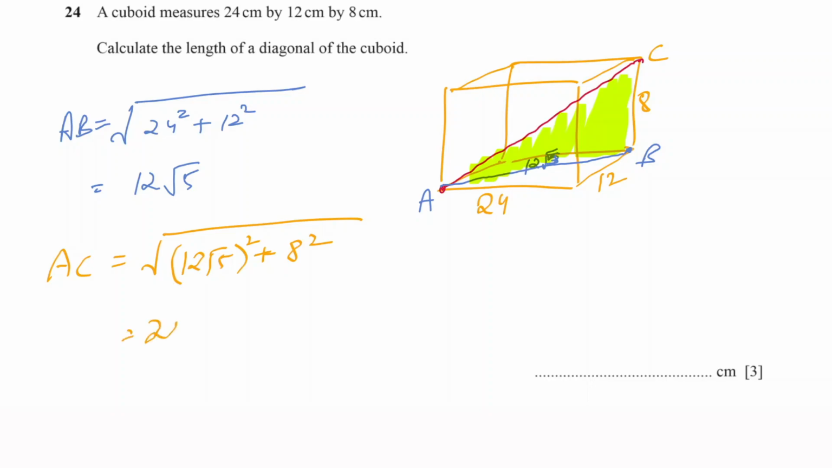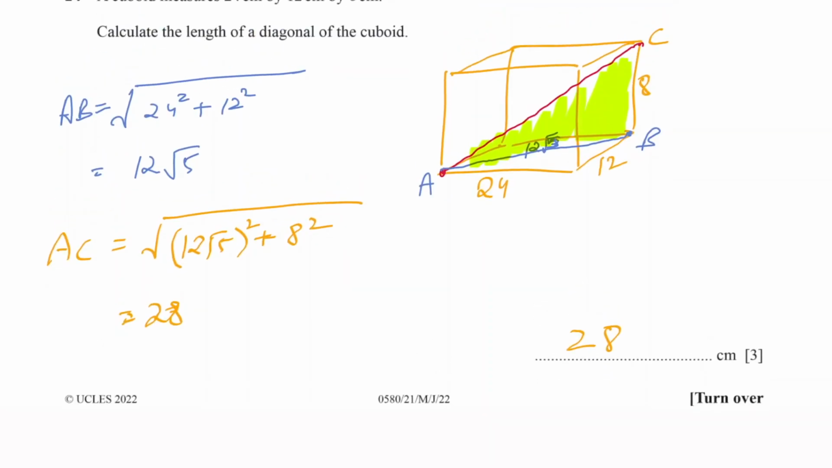So the value of AC will be equal to 28. That's the diagonal length. So let's move on.